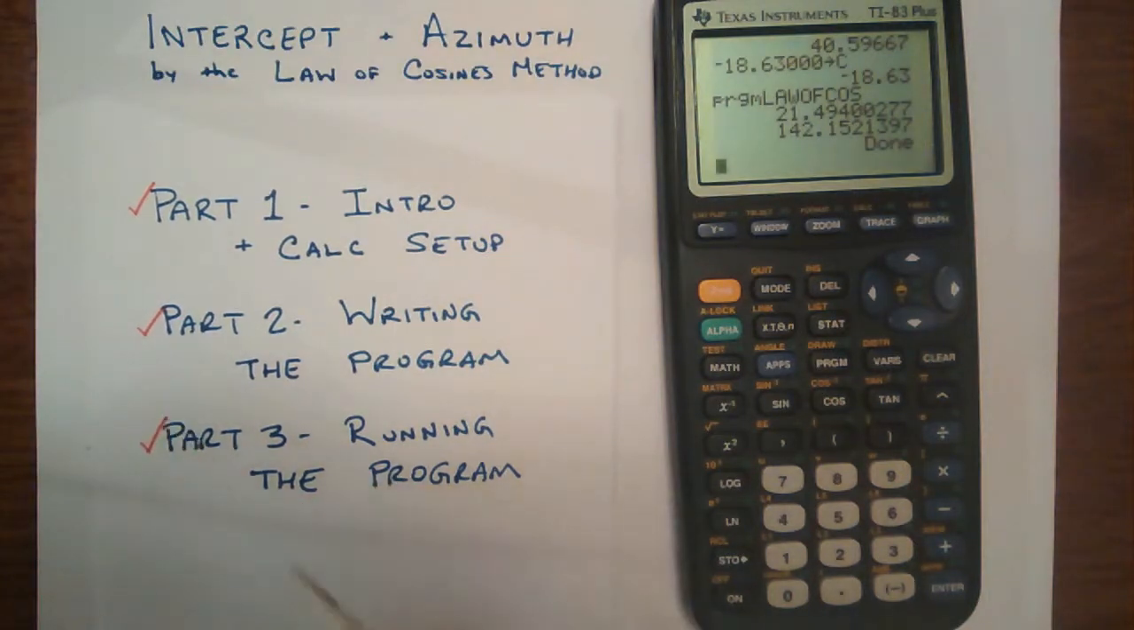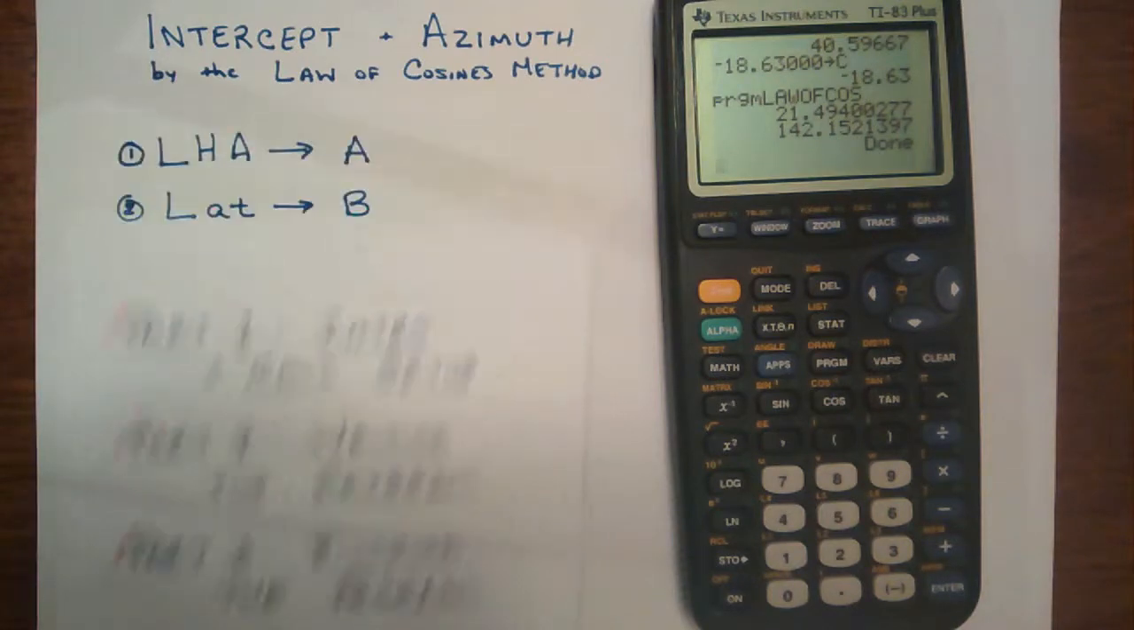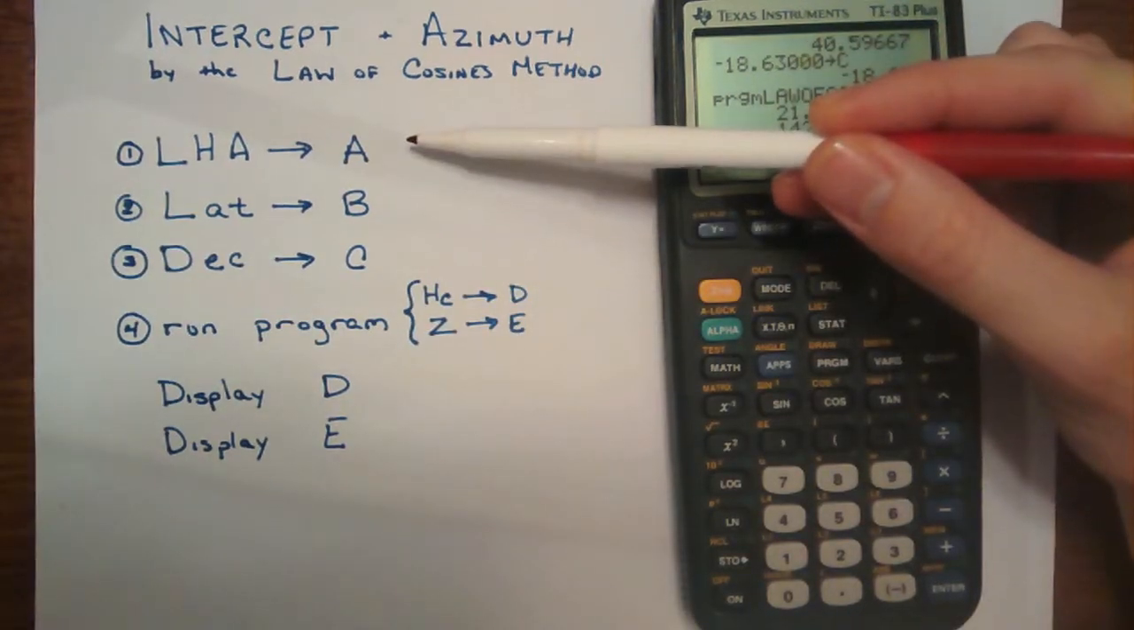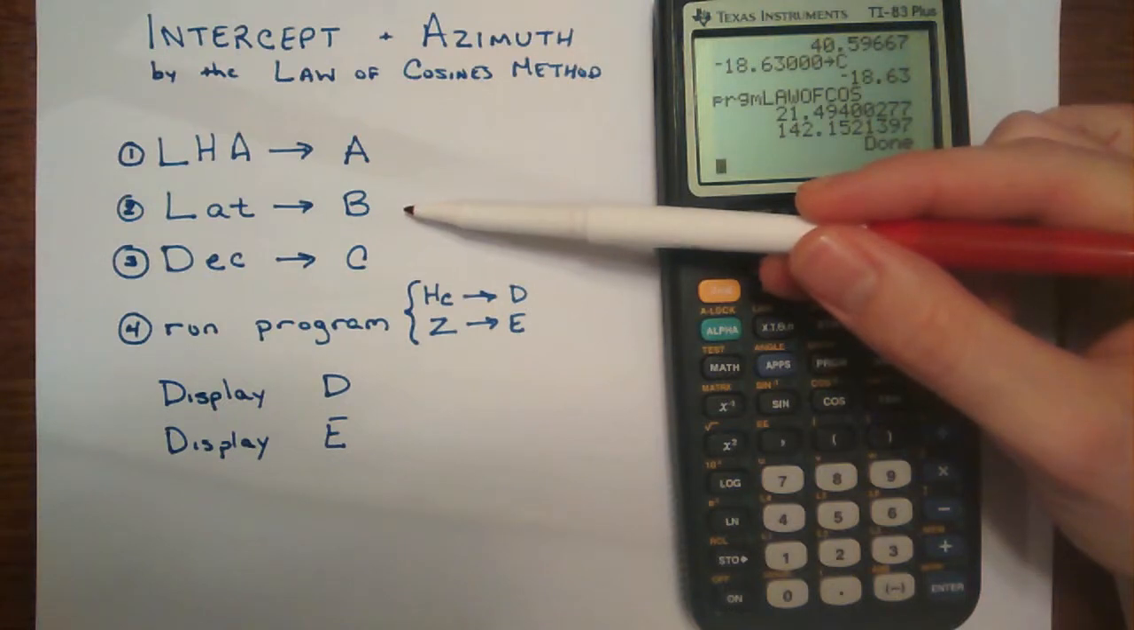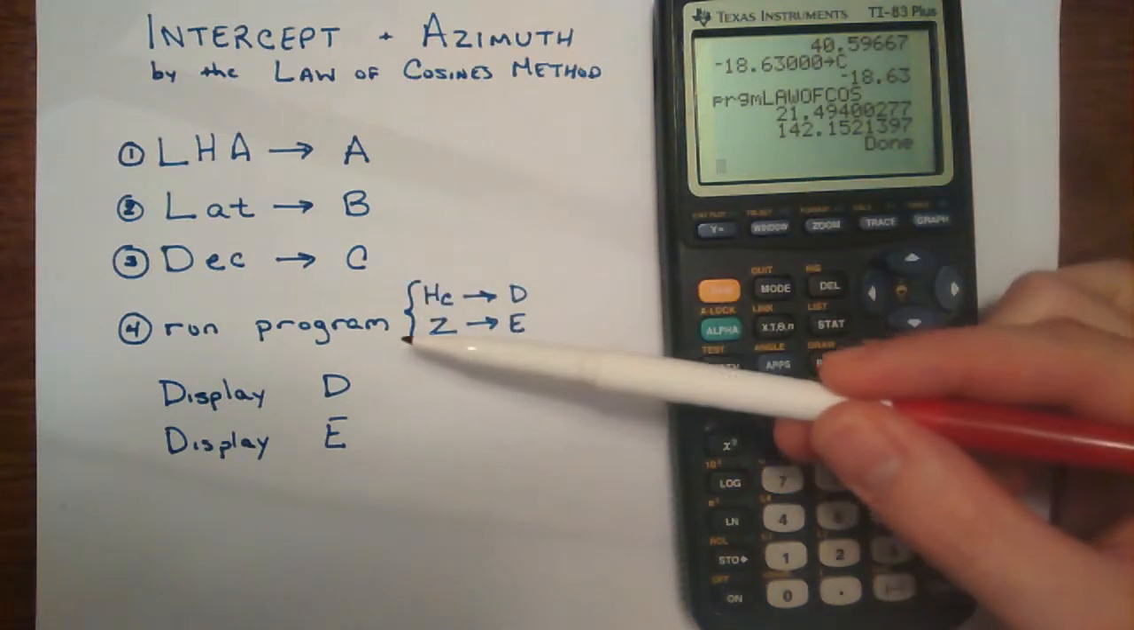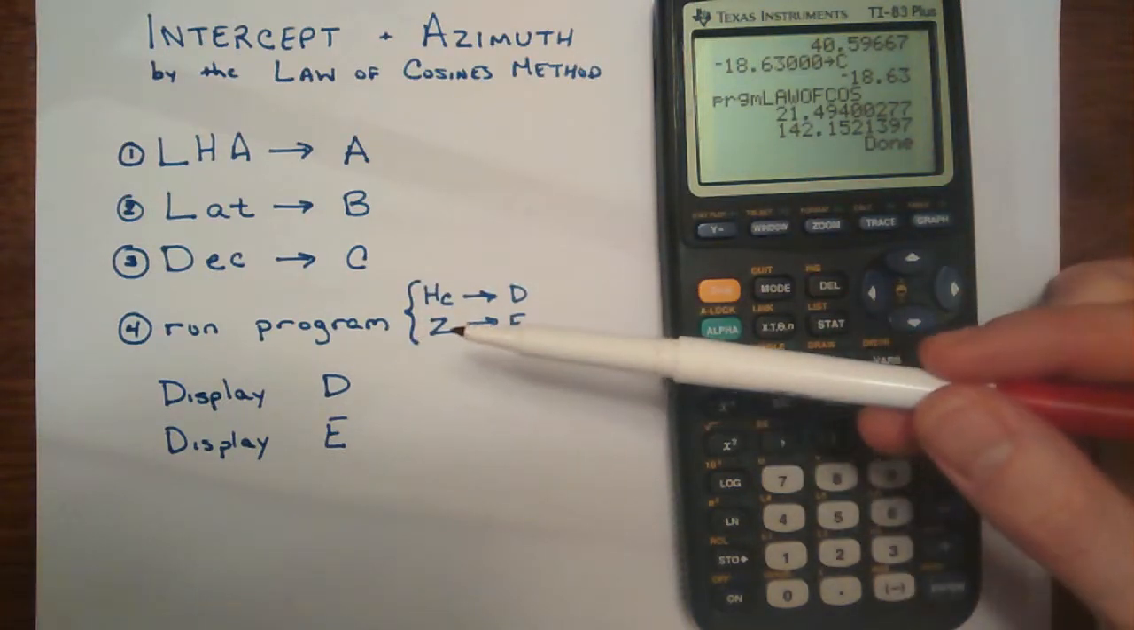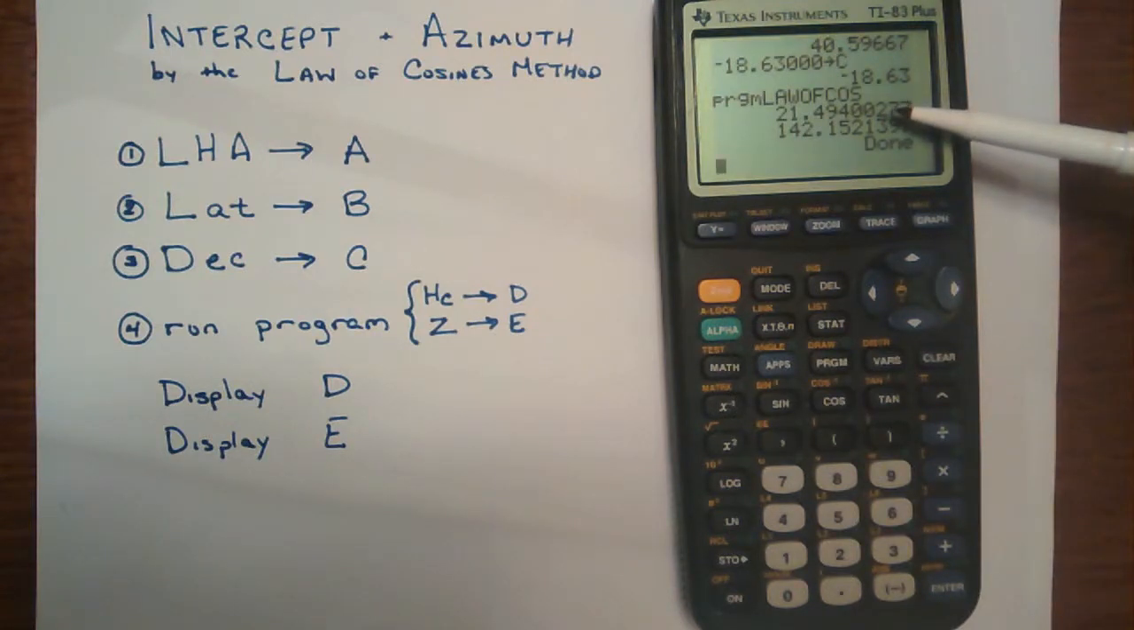As you can see, programming the calculator takes some time, but you'll no longer have to do that lengthy calculation. Every time you want to calculate your HC and your Z, you simply store your LHA into A, your latitude into B, your declination into C, and run your program. The first number that comes out will be your HC, and the second number that comes out will be your Z.